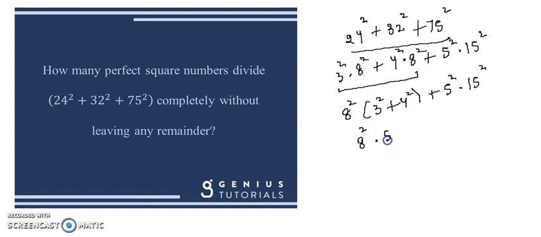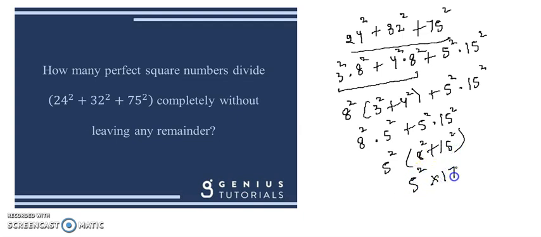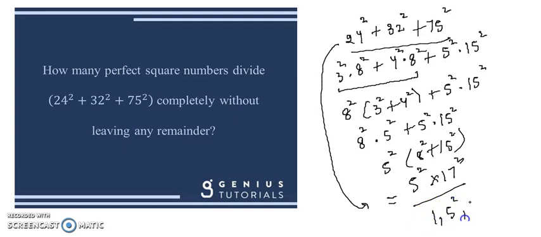Now take 5 square common out of it, you will be left with 8 square plus 15 square, which is nothing but 17 square. That means we are left with 5 square into 17 square, which is equivalent to this quantity. So now how many perfect squares are there? We are left with 4 perfect squares: 1, 5 square, 17 square and 5 square into 17 square. So the answer is 4 perfect square numbers. Okay, let's move on to the next question.